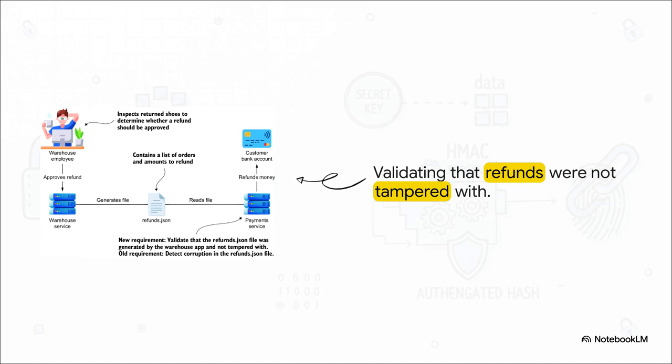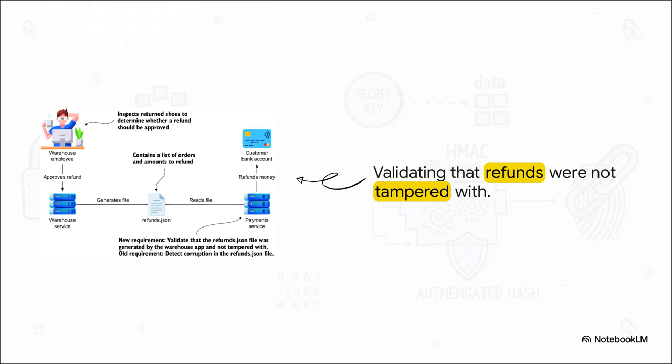This application then generates a refunds.json file and sends it across the internal network to the payment service. The payment service then issues real, hard currency back to customer credit cards based on the contents of this file. The stakes here couldn't be higher. If a hacker intercepts this file in transit and alters a $10 refund to become a $10,000 refund routed to their own account, Acme loses massive amounts of money instantly.